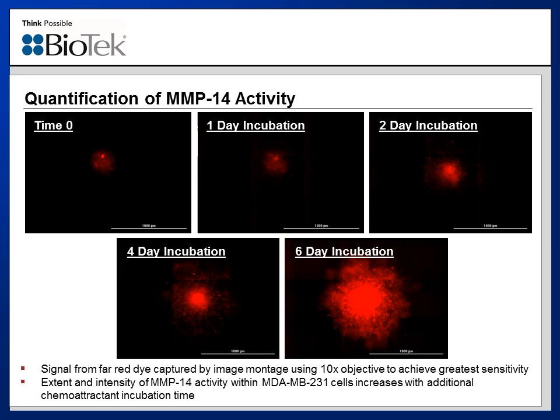And as you can see, as is expected, we start out with a minimal signal on day 0, in the images that were captured immediately after the addition of the chemoattractant and inhibitor and the matrigel matrix. And then this signal dramatically increases over time until after a 6-day incubation, we see a very dramatic increase in the signal being emitted from a large area of the tumoroid structure.